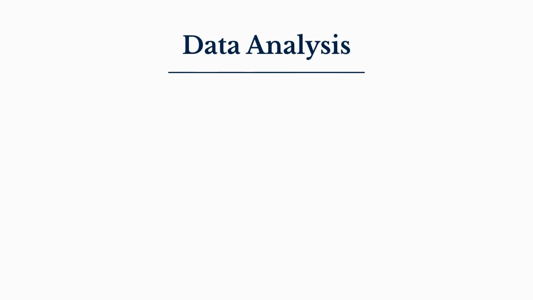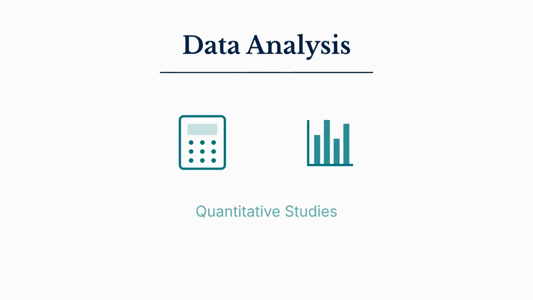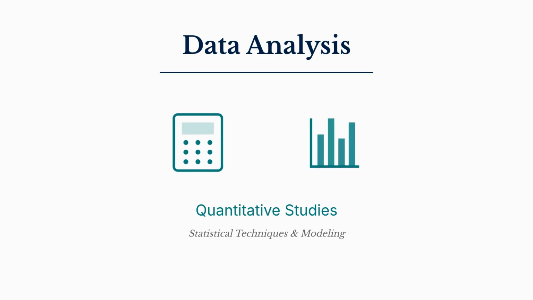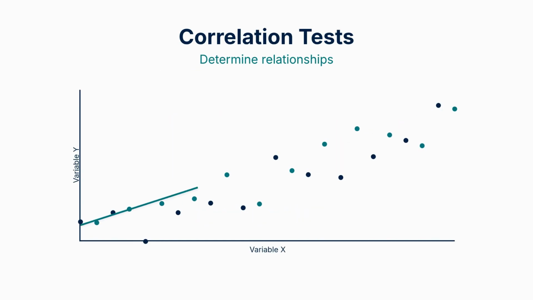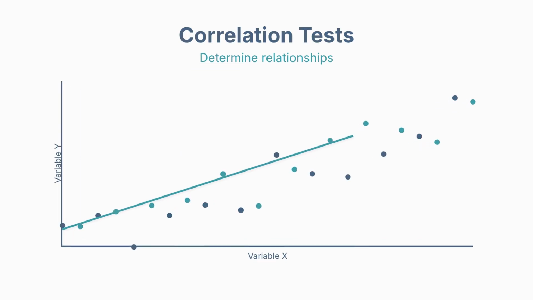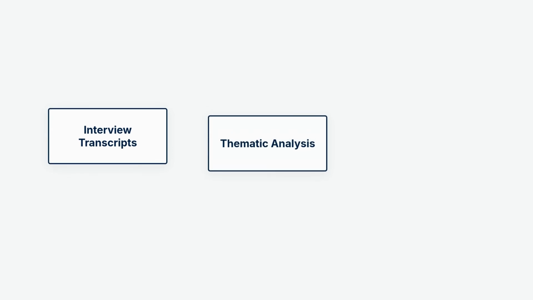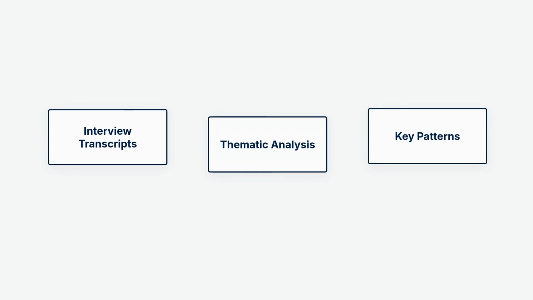Finally, include how you'll analyze the data. For quantitative studies, you might use statistical techniques, such as "Data will be analyzed using correlation tests to determine the relationship between variables." For qualitative studies, you might write, "Interview transcripts will be analyzed using thematic analysis to identify key patterns and themes."